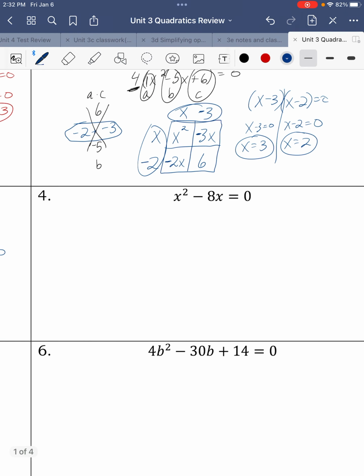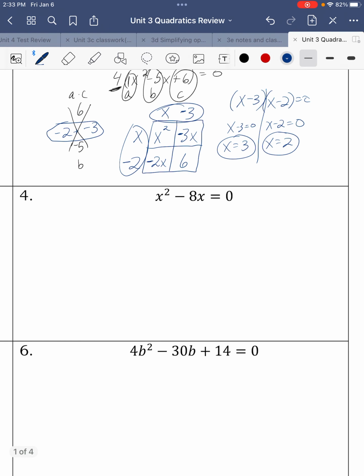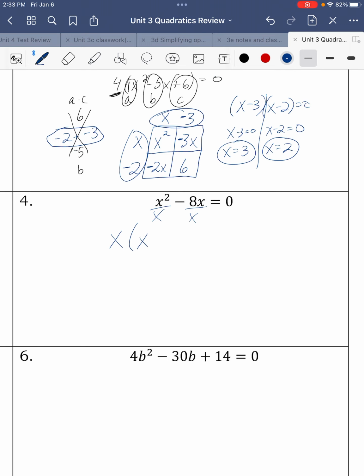And you got your solutions. All right, number 4. There is a greatest common factor here, and this actually is the only problem like this, whereas the greatest common factor of x squared divided by x is x, 8x divided by x is 8. Now, there's no quadratic left, so we do not have to do any kind of factoring.